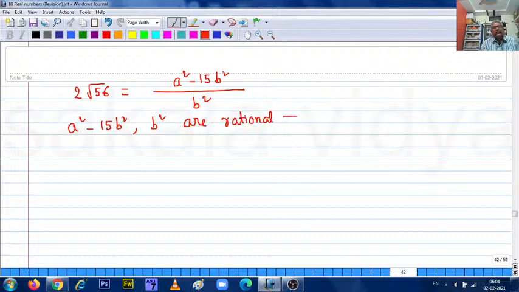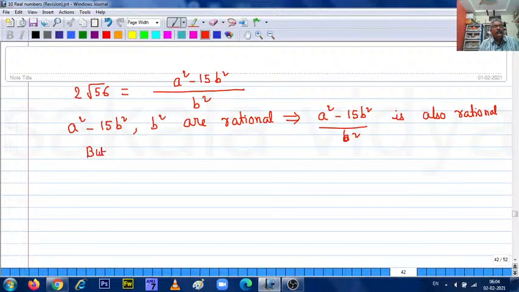That implies A square minus 15B square by A square B square is also rational. Sorry, you can write this also: root 56 only you can write. So that is 2B square. Here 2B square, write down. 2B square is rational, but root 56 is irrational.